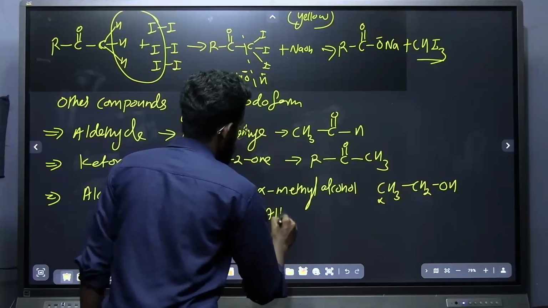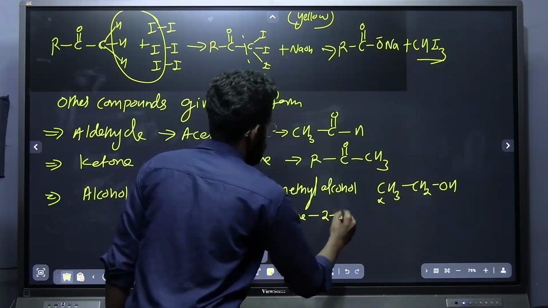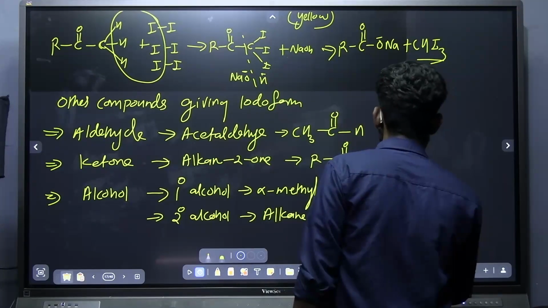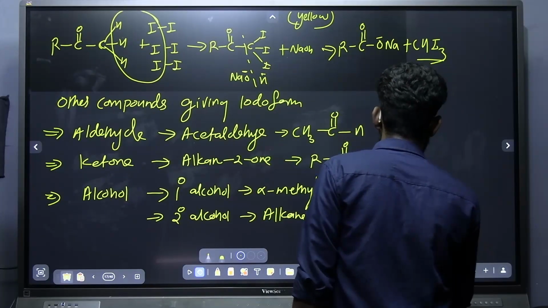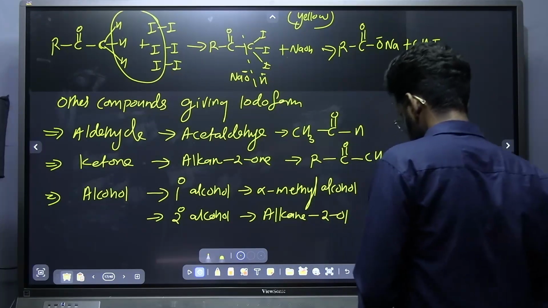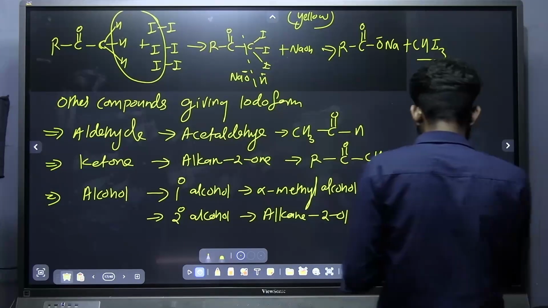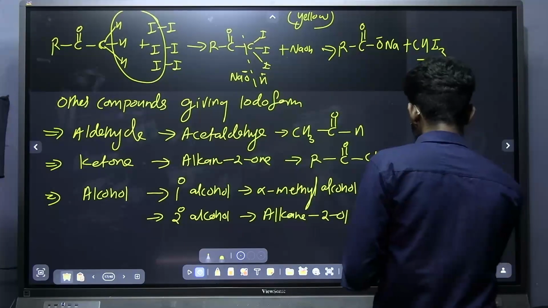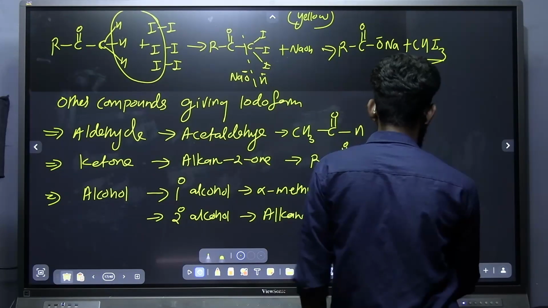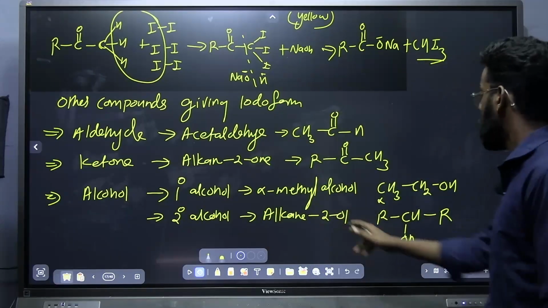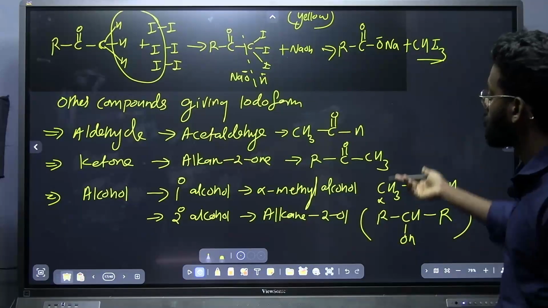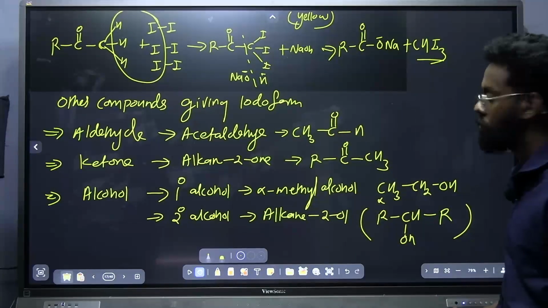It is alkane 2-ol, RCH2OH. Okay, just a minute. Okay, alkane 2-ol, if I am giving that, it can also convert to methyl ketone and they can give iodoform test.